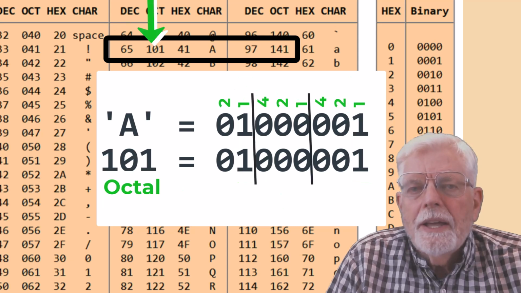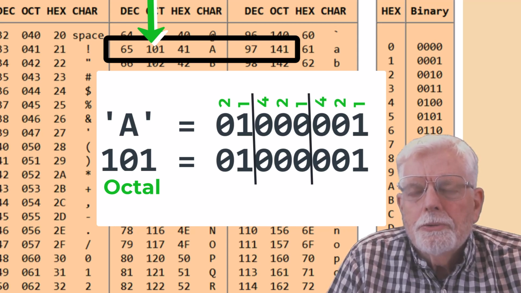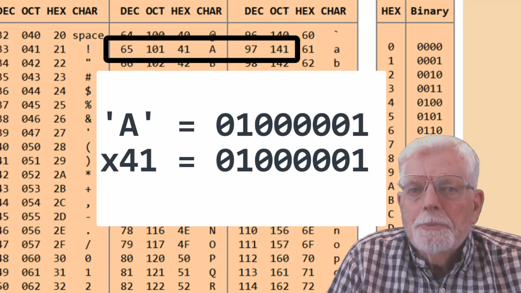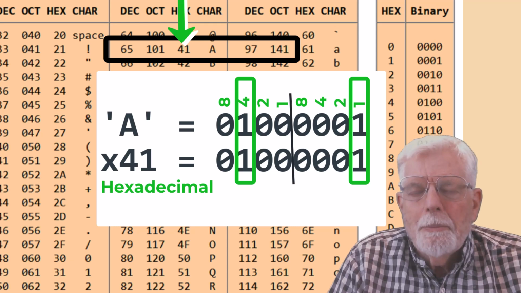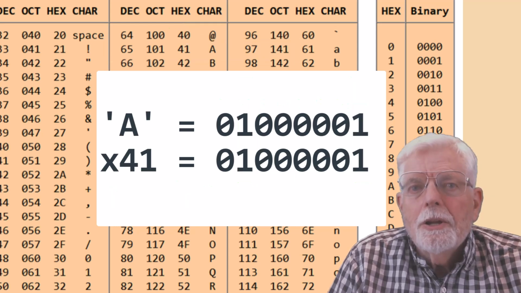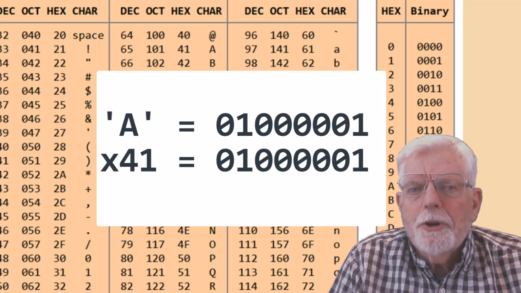When the bits are organized into groups of 3 bits for octal, it becomes 01 000 001, or octal 101. When organized into groups of 4 bits for hexadecimal, it becomes 0100 0001, or hex 41. This is done by giving a value for each group of 4 bits as 8421. The computer hardware only keeps track of the individual bits. It is up to the software how these bits are interpreted.